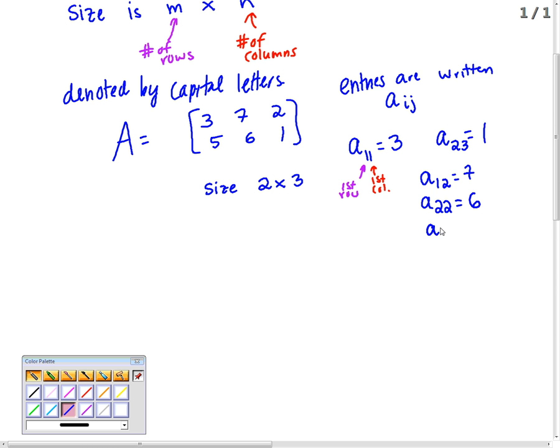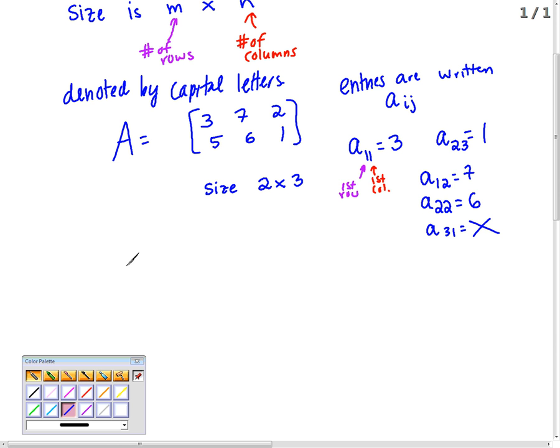6. What is A, 3, 1? Invalid. Trick question. Does that make sense? Okay. Because there's no row 3. Okay.